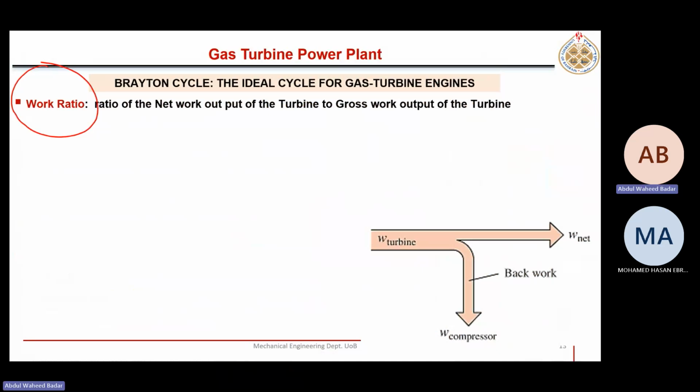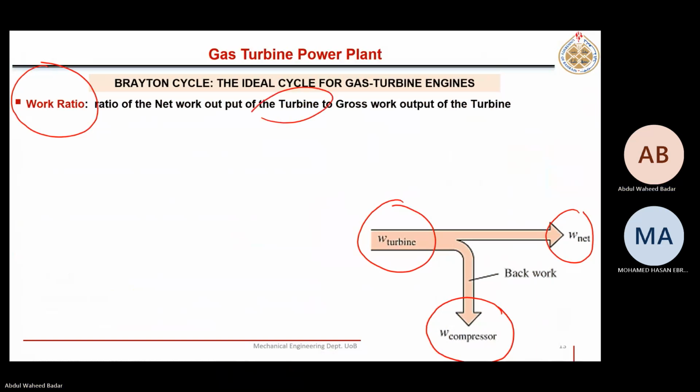One is, of course, efficiency. Second, we studied net work output. The third is work ratio. Work ratio, because there is a lot of work going back to the compressor, so the net work is smaller. So that is the total work of the turbine. If you divide this net work by this gross work, it is named the work ratio.